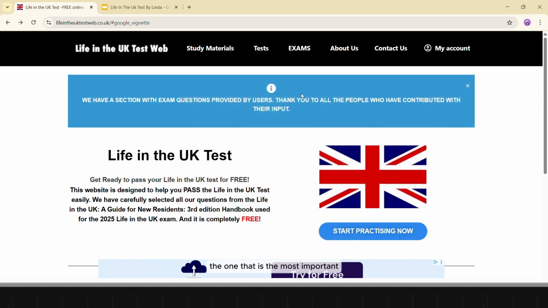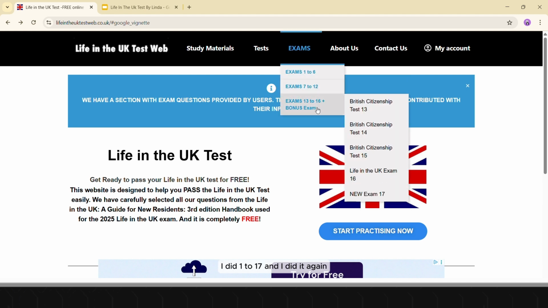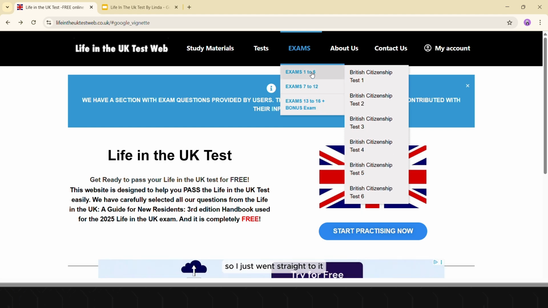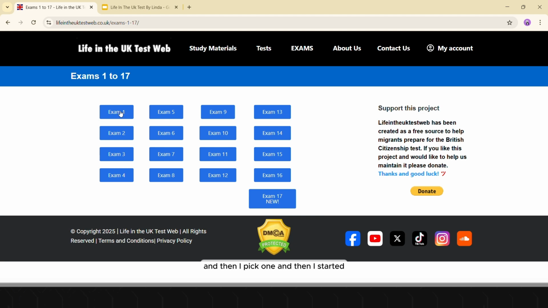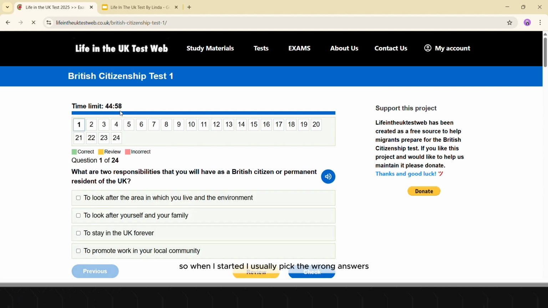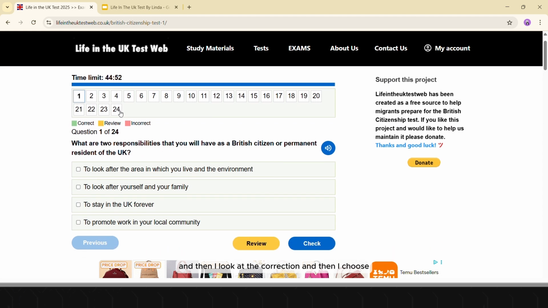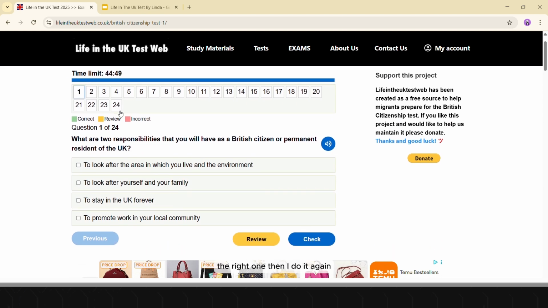The one that is the most important, the one that helped me ace my Life in the UK test after studying for just 4 days, is these exams right here. I did 1 to 17, and I did it again, 1 to 17, and again, 1 to 17. When I started, I did not read the material, I just went straight to it and picked one. I usually picked the wrong answers, then looked at the correction, chose the right one, and did it again.